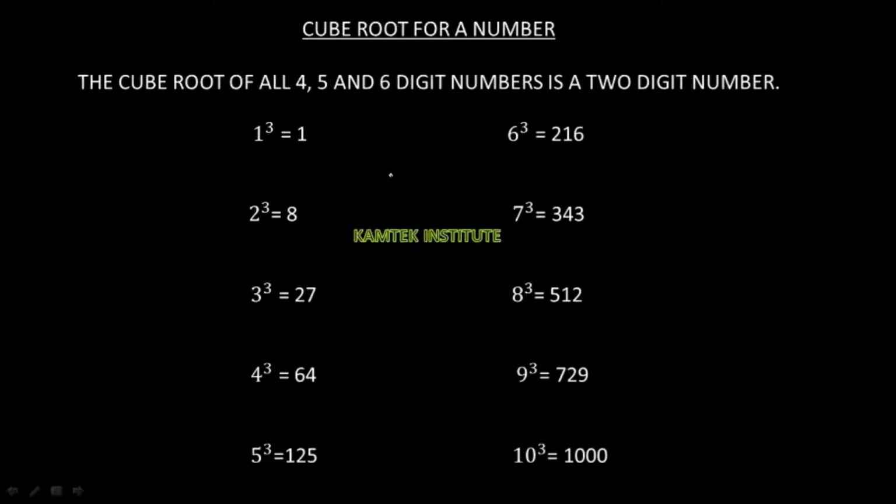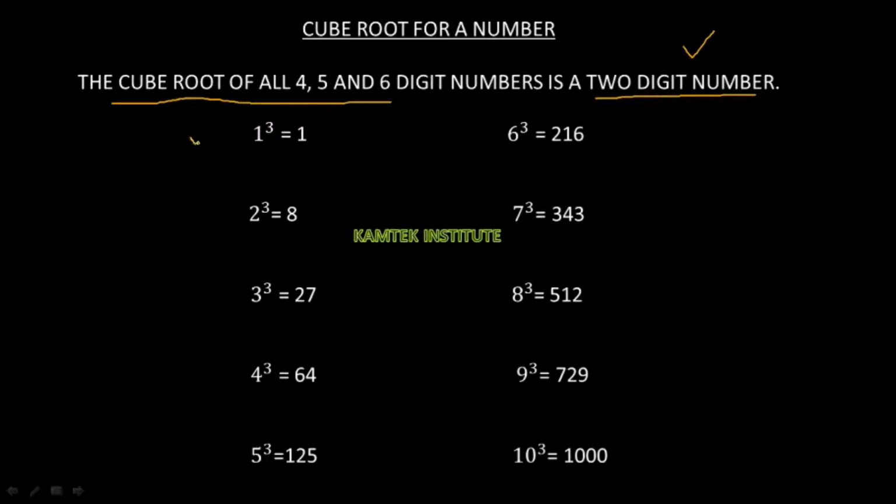Before we proceed further, you need to remember two things. The first thing is that the cube root of all the 4, 5 and 6 digit numbers is always a 2-digit number. You should remember that. And second, the cube table from 1 to 10.